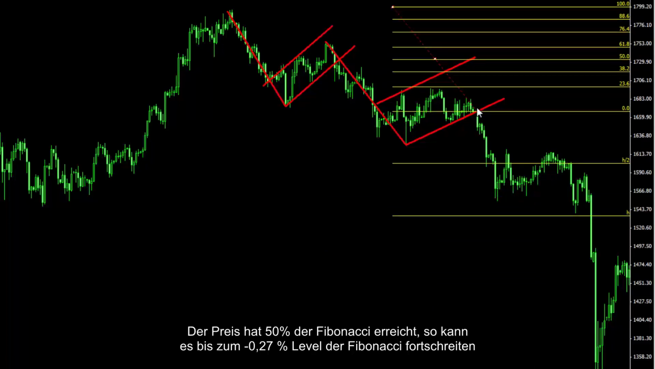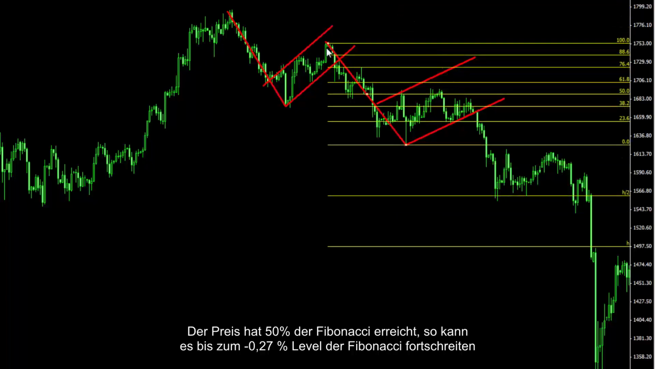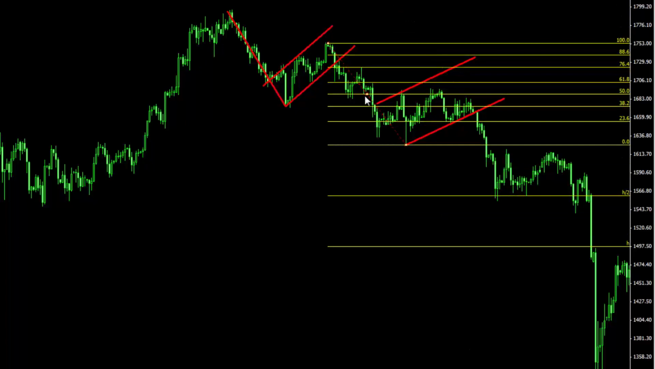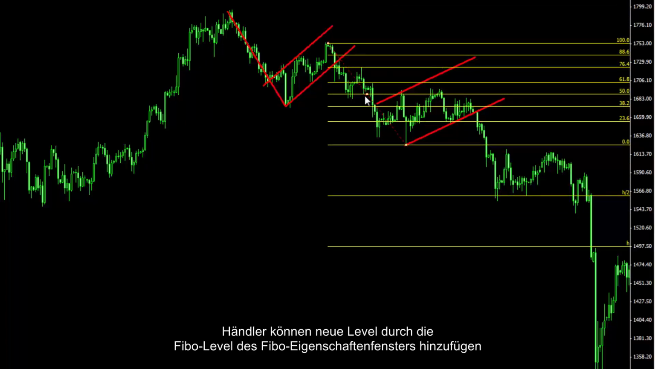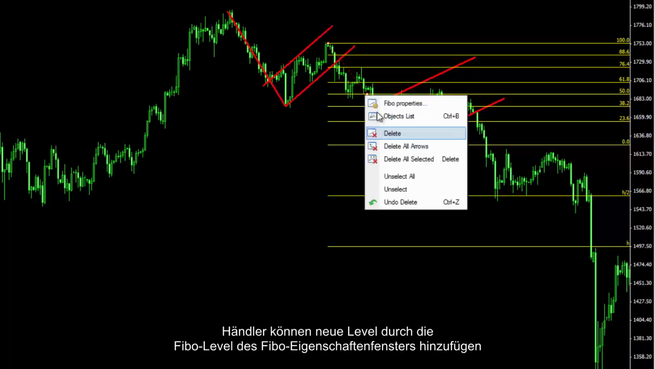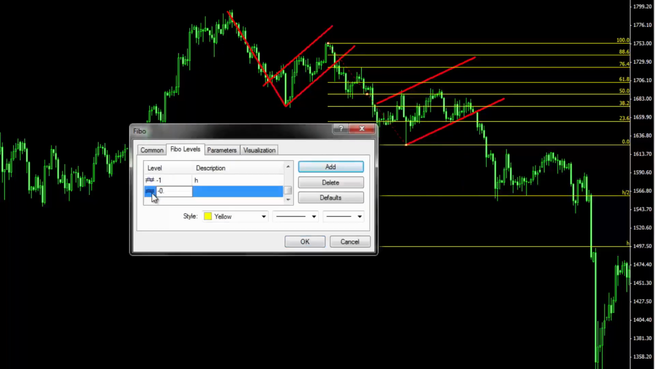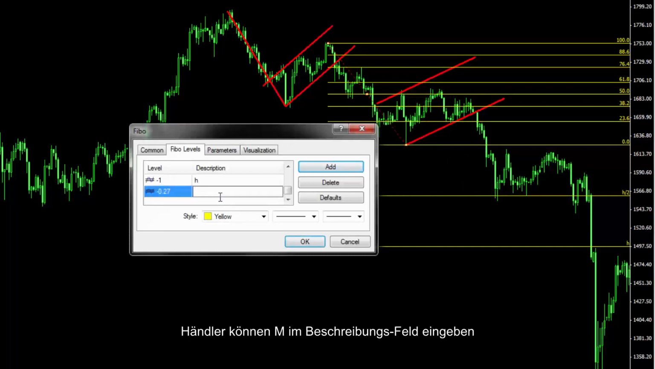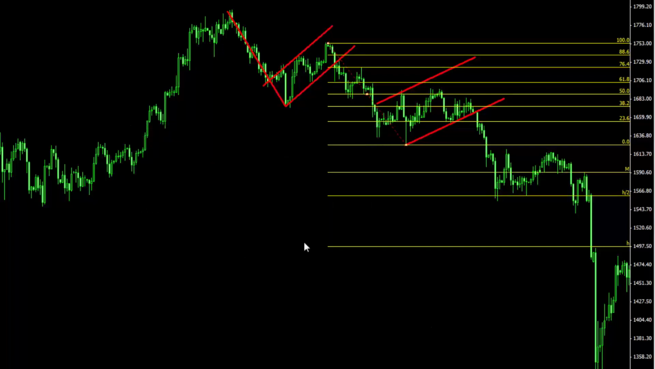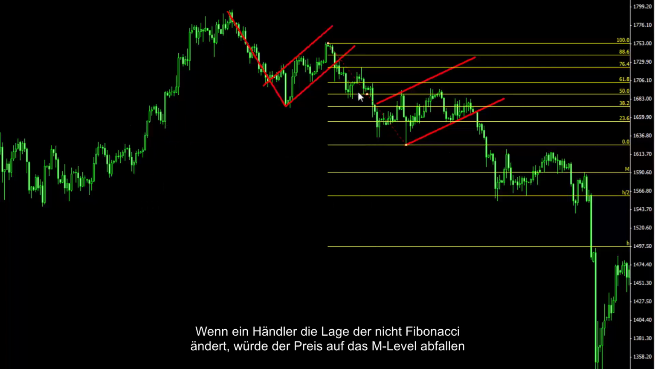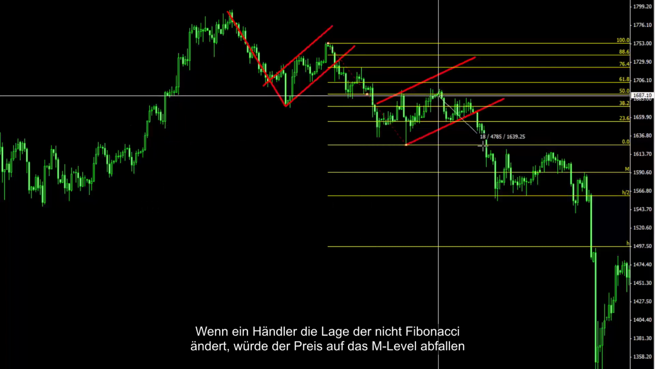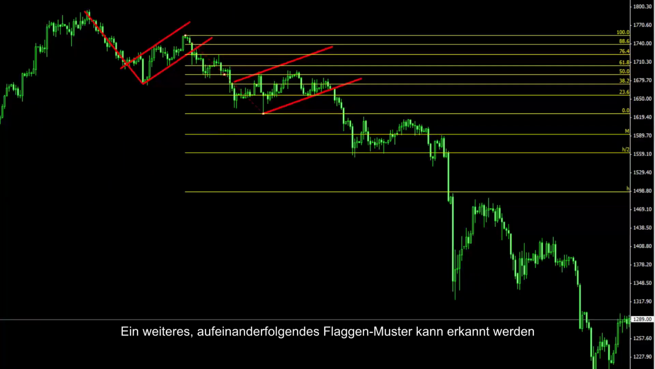Price has met 50% of Fibonacci, thus it may proceed to the minus 0.27 level of Fibonacci. A trader can add the new level through the Fibo levels of the Fibo properties window. A trader can enter M in the description field. If a trader does not change the location of Fibonacci, price would fall to the M level. Another consecutive flag pattern can be detected.